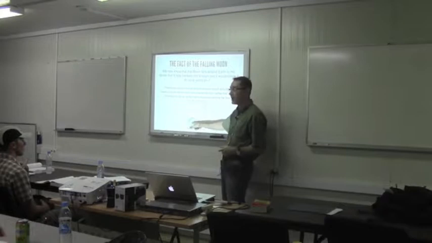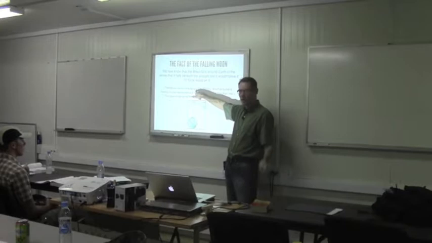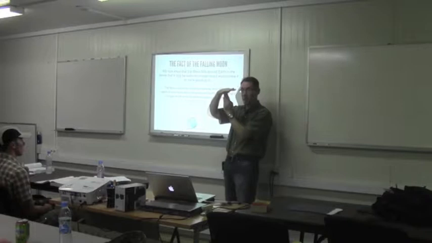So the moon maintains this thing we call a tangential velocity. Tangential velocity, which means perpendicular. It's always going perpendicular to the Earth.